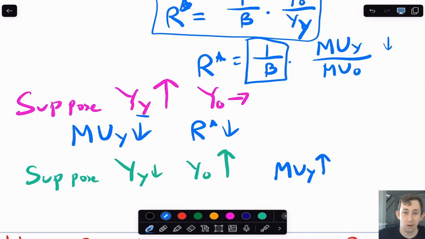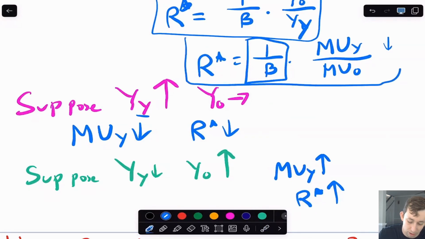Especially if I already know I'm having a lot of coconuts tomorrow, I don't really need another coconut tomorrow. And so if you want me to lend that coconut today when I'm young, this R star, the interest rate you have to pay me, has got to be really big. And so that's sort of why this formula of 1 over beta times the marginal rate of substitution makes a lot of sense. And hopefully it makes more intuitive sense now that I've stepped through that.